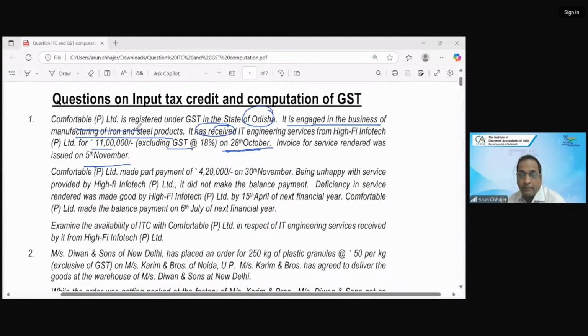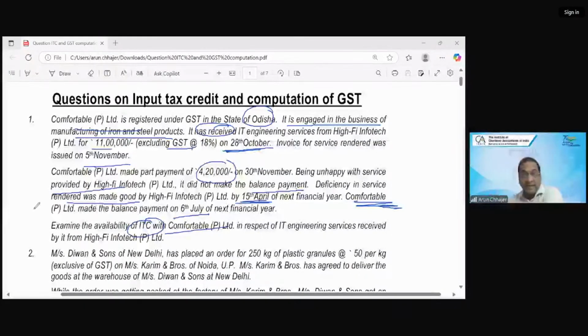Comfortable Private Limited made a part payment of rupees 4,20,000 on 30th November. Being unhappy with the service provided by Hi-Fi, it does not make the balance payment. The deficiency in the service was made good by the supplier on this date of next year. Then the recipient made the balance payment on this date. Now tell me, what about the ITC?